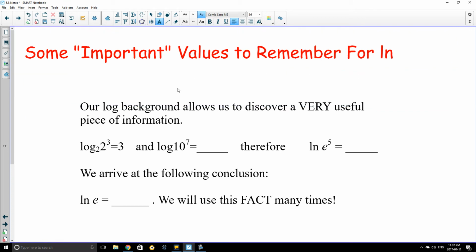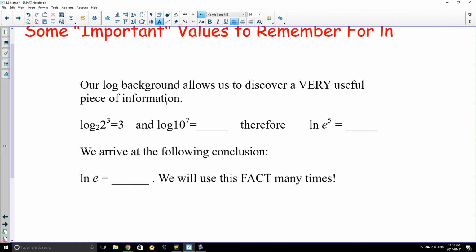So our log background allows us to discover a very useful piece of information. Hooray, I can't wait. We know that log base 2 of 2 to the 3 is 3, right? And that makes sense because we're just saying, well, hey, 2 to what power equals 2 to the 3? And the answer is, well, x equals 3, so that equals 3. If you have log in base 10 of 10 to the 7, same logic, right? So 10 to what power equals 10 to the 7? The answer is 7.